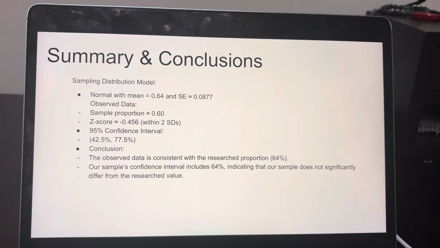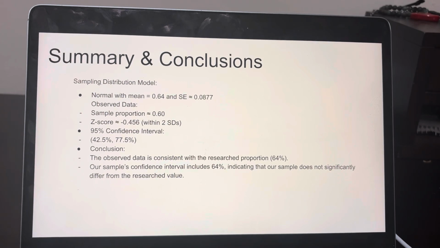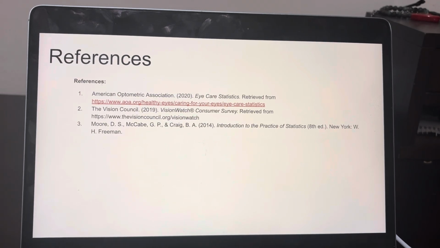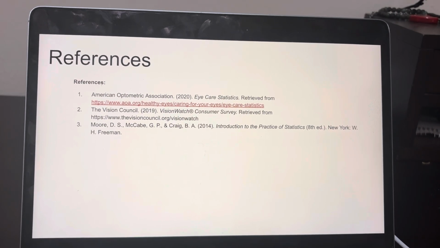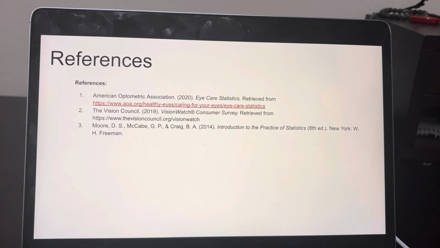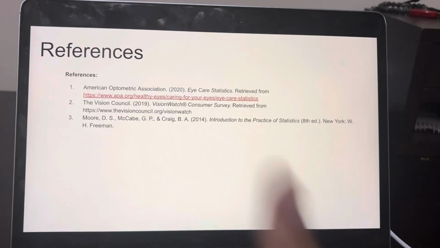That's essentially all of it, and let's move on to the references. References from American Optometric Association from 2020, retrieved from Vision Council, and also the last part, Moore, Diaz, McCabe, Introduction to the Practice of Statistics.